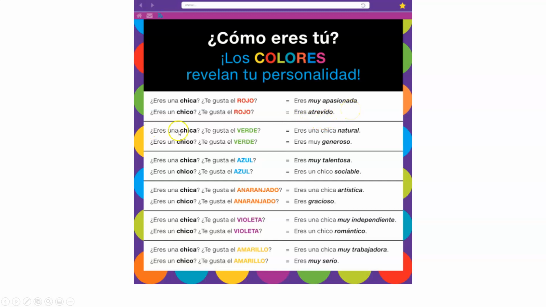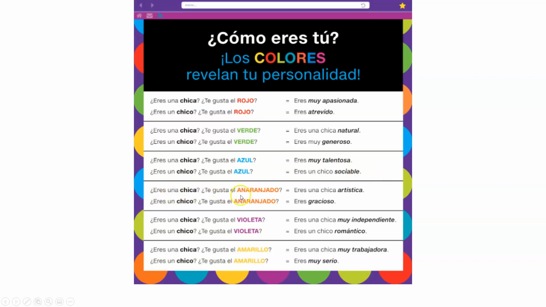Some of these words you've learned. Eres una chica, ¿te gusta el verde? Green. Eres una chica natural, right? Natural. Eres un chico, ¿te gusta el verde? Eres muy generoso. What do you think generoso means? That's right, it means generous. Eres una chica, ¿te gusta el azul? Eres muy talentosa. You are very talented. Eres un chico, ¿te gusta el azul? Eres un chico sociable. You're very sociable.